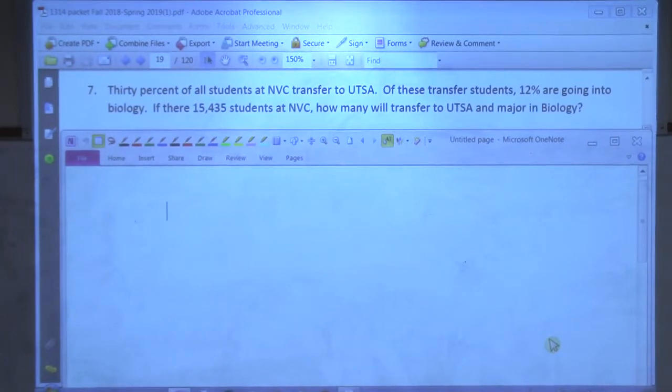Yeah, so you've got a lot of things going on here. It's not just like, what percent of this is that, right? It's not simple like that. We actually have to understand what's happening. So I like pictures. Do you like pictures? I like pictures.